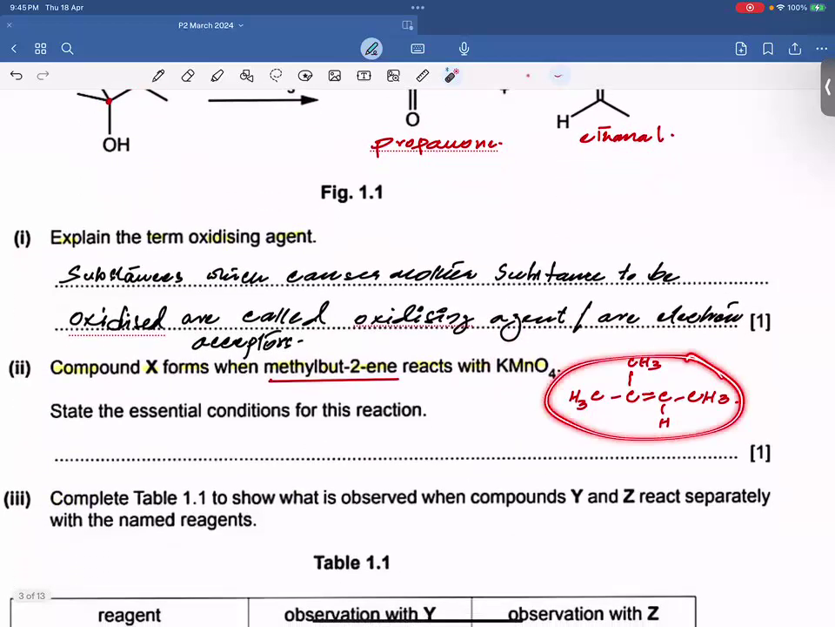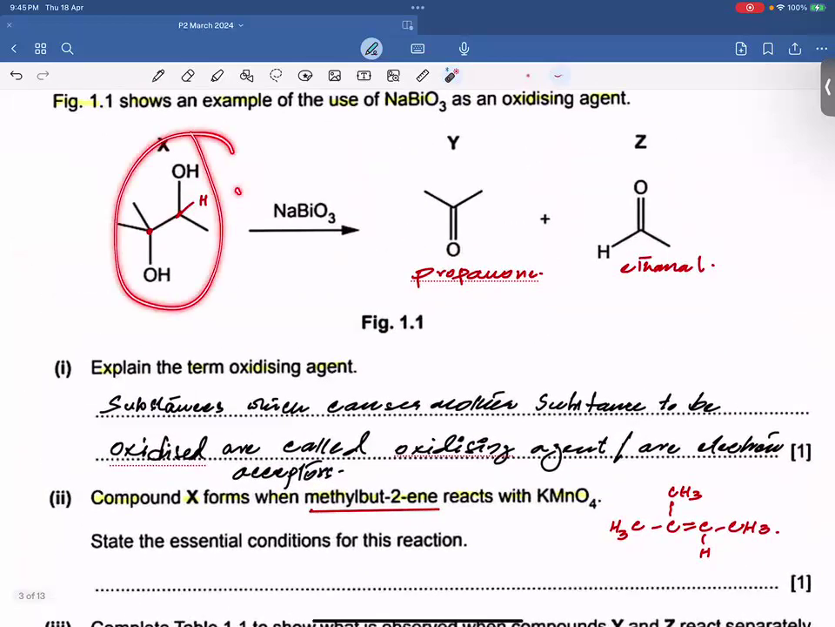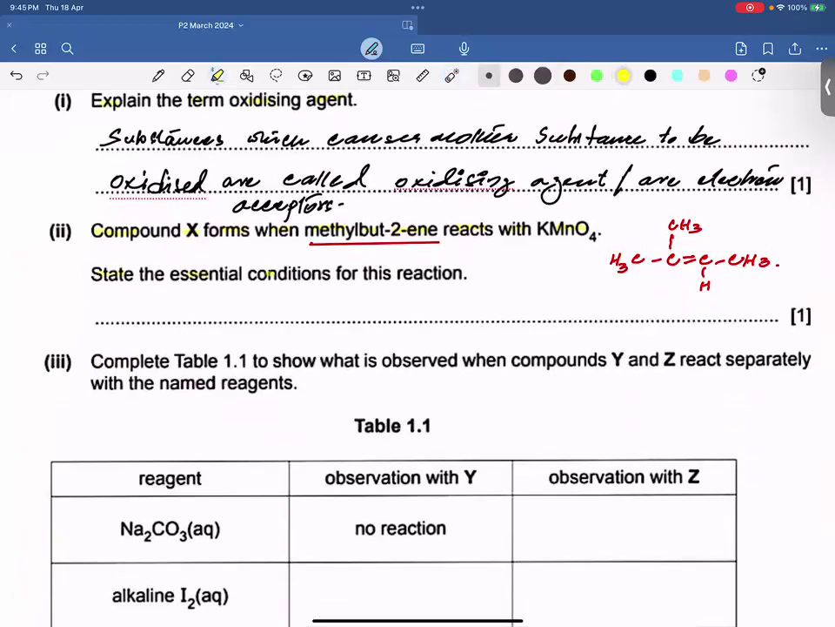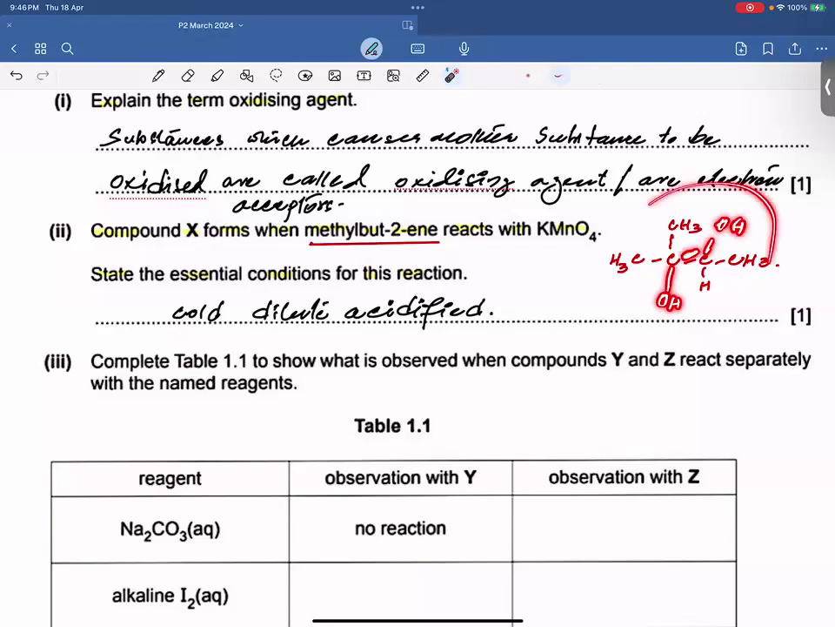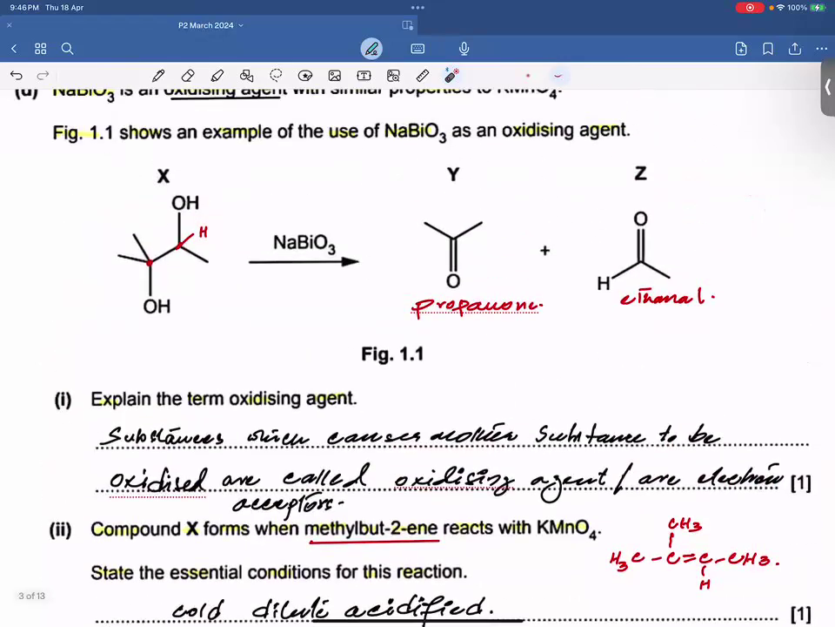So when this compound is treated with KMnO4, you will get a diol, and the structure of the diol is this, right? What are the essential conditions for this reaction? KMnO4 in this situation must be cold, dilute, acidified. Whenever cold, dilute, acidified KMnO4 is used, you will get a diol, with OH attached to this carbon and OH attached to this carbon, one bond removed. So it's going to be compound X here.